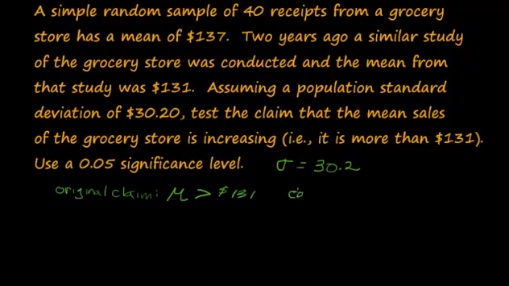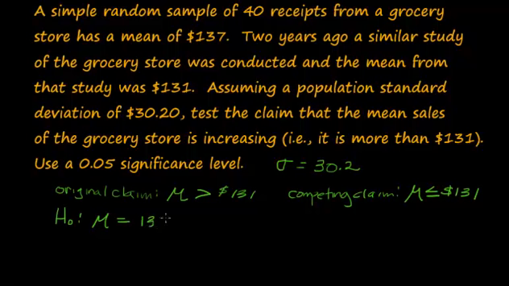So what competes with that, what covers everything else, is that the mean is less than or equal to $131. Okay, null hypothesis, always equal. The mean is $131.